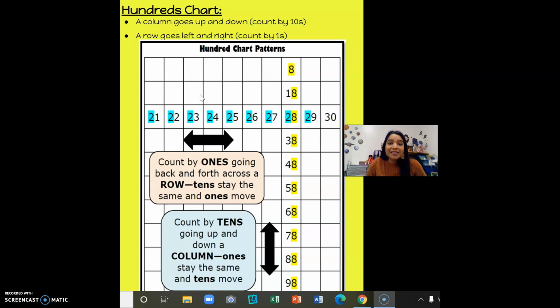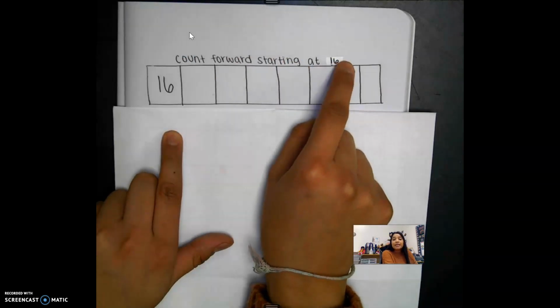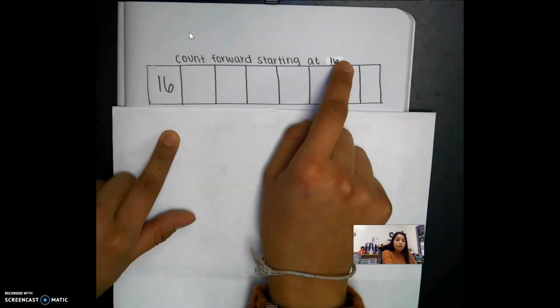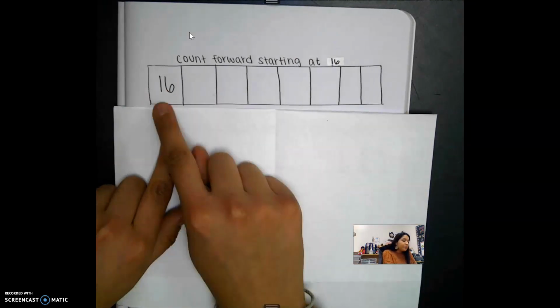Awesome. The tens place stays the same. You got it. So let's go ahead and look at our example for today of counting forward. So I have this little row right here, and it says count forward starting at 16. Okay, so we're going to count forward, starting at 16. So I know I'm going to be starting at 16, but it's going to be a little bit tricky because we're not used to counting and starting at 16.